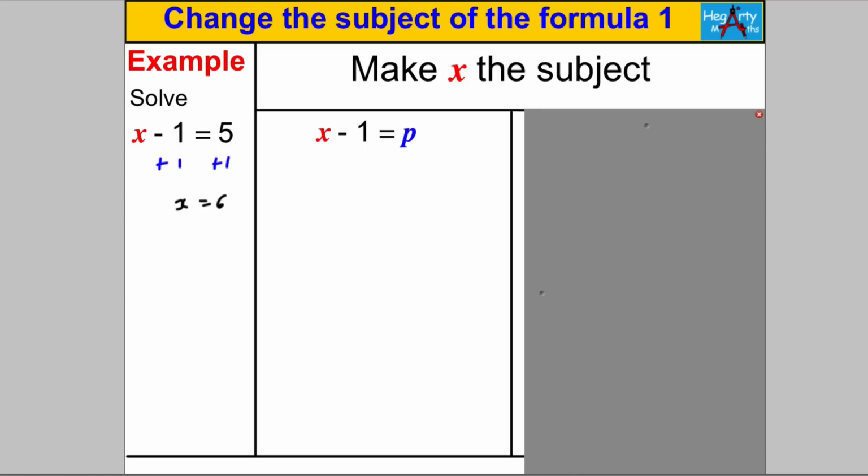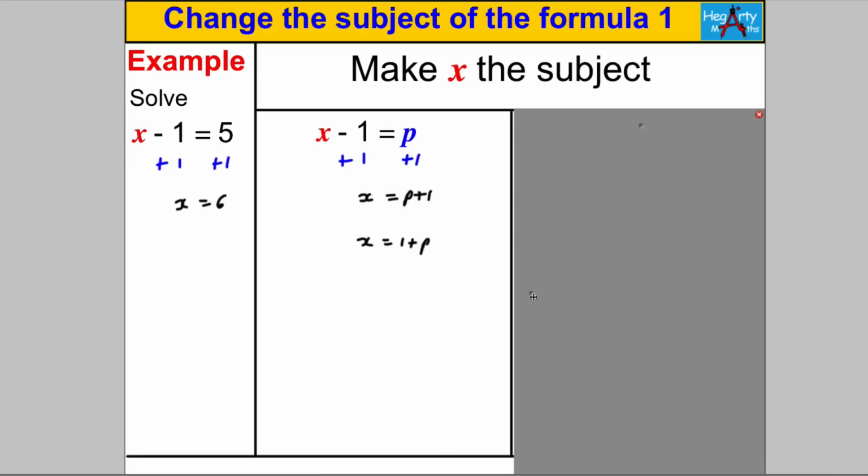Make x the subject of this formula. Instead of having a 5 there, I've got p. What am I still going to do to make x the subject? Well, I'm still going to undo that subtract 1 by adding 1 to both sides. And x as the subject of the formula is going to be p add 1. You could have written it as 1 add p as well, because addition after all is commutative. And there you go, x is the subject of the formula.